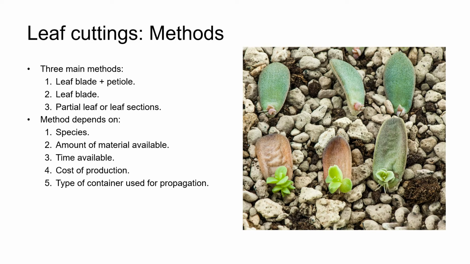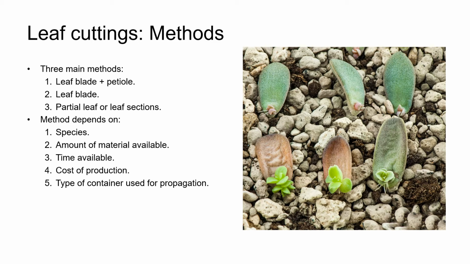Depending on the species, leaf cuttings can be done in three main ways. They can be done with the petiole attached, with just the leaf blade, or from cut sections of the leaf blade. The method that we use depends on the species, the amount of propagation material available, and the desired number of plants and the length of time you want to wait before the new plants are of marketable size or big enough to plant out in a landscape.